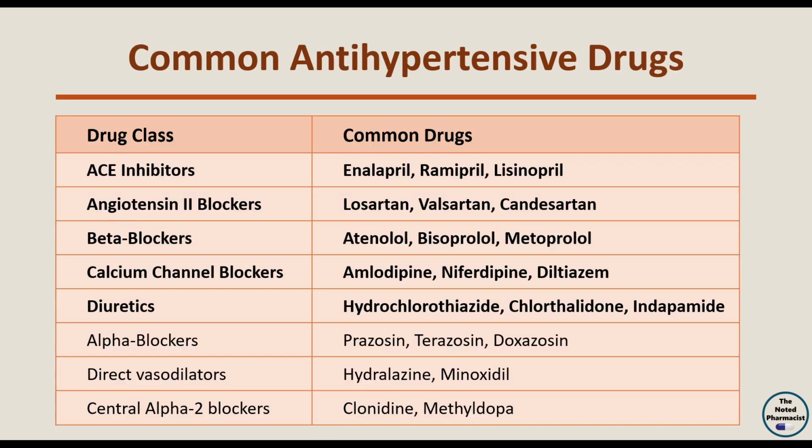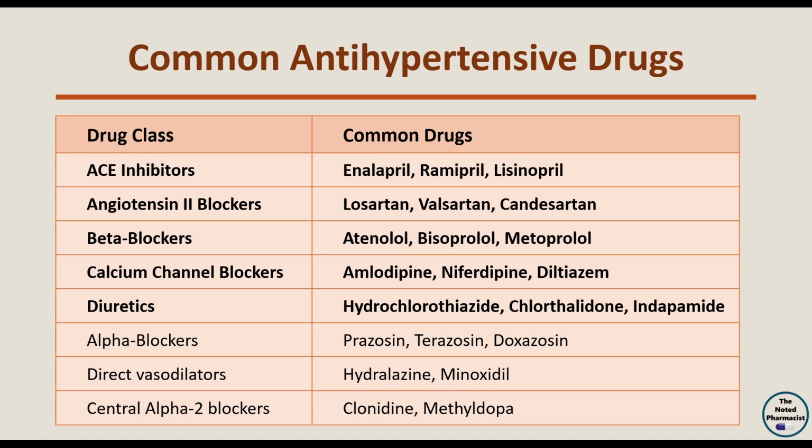Examples of commonly used drugs in these classes include enalapril, lisinopril, and ramipril for ACE inhibitors, and losartan, valsartan, and candesartan for ARBs. For calcium channel blockers, the frequently prescribed agents are amlodipine, nifedipine, and diltiazem, while hydrochlorothiazide, chlorthalidone, and indapamide are common thiazide diuretics. For beta blockers, typical options include atenolol, metoprolol, and bisoprolol.